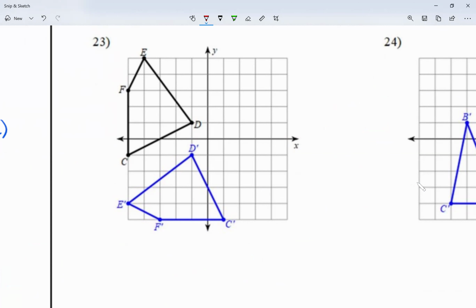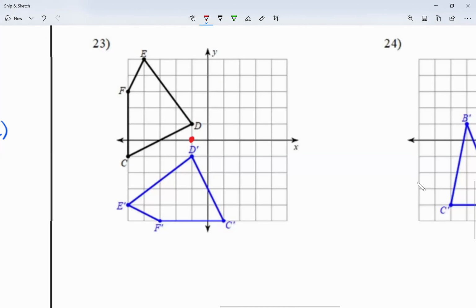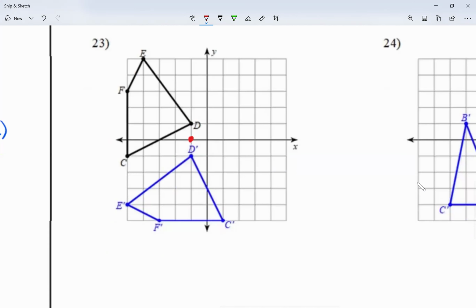Intentionally. It is not reflection, but intentionally, let me choose reflection just to see. Between the D's, I see there's a point that doesn't work. Oh, that's there. Between the E's, oh man, my point is somewhere over here. Between the F's is somewhere over here. Between the C's, it's not in a line.